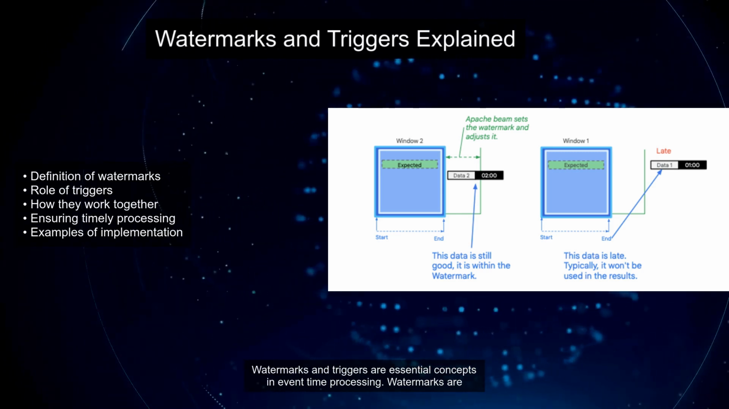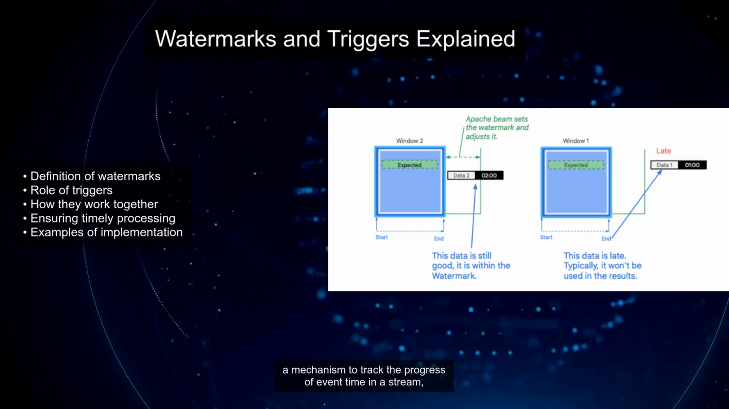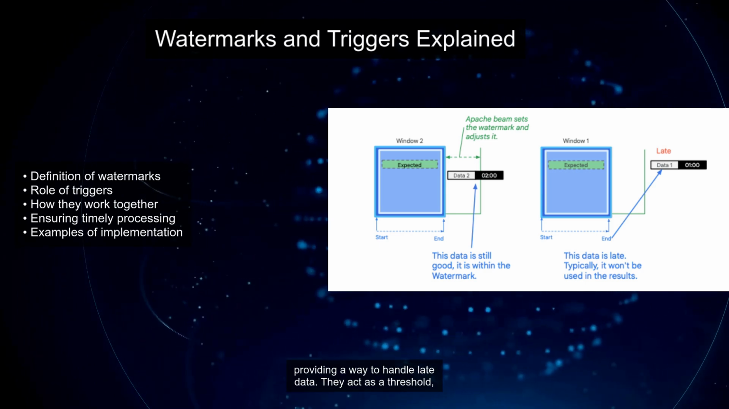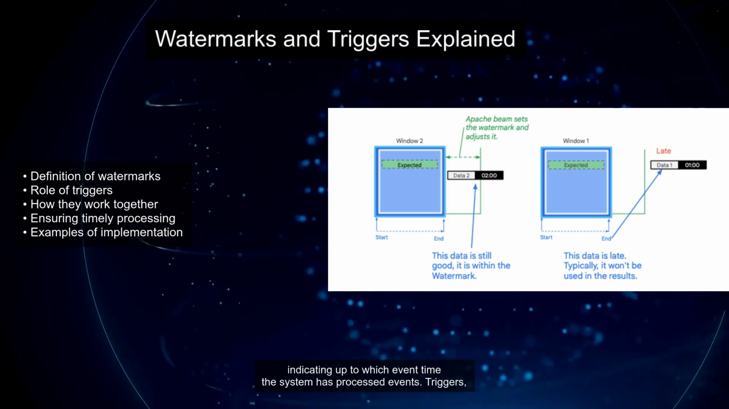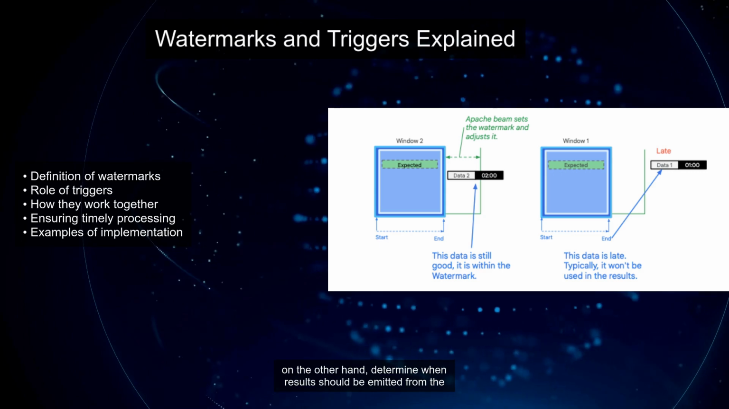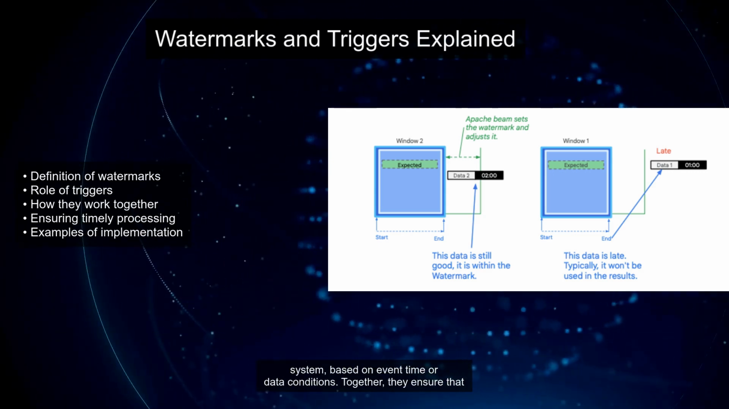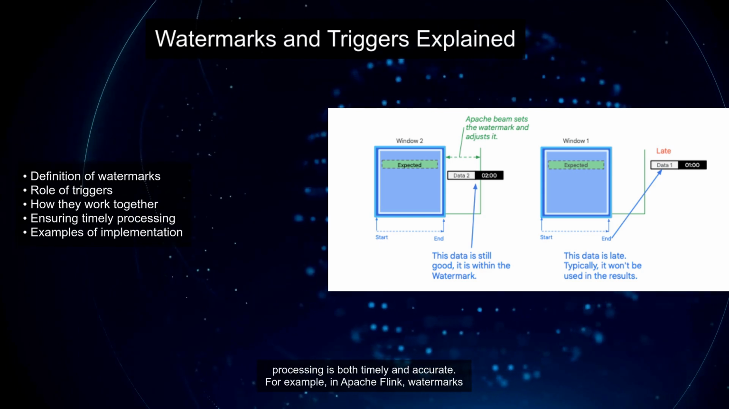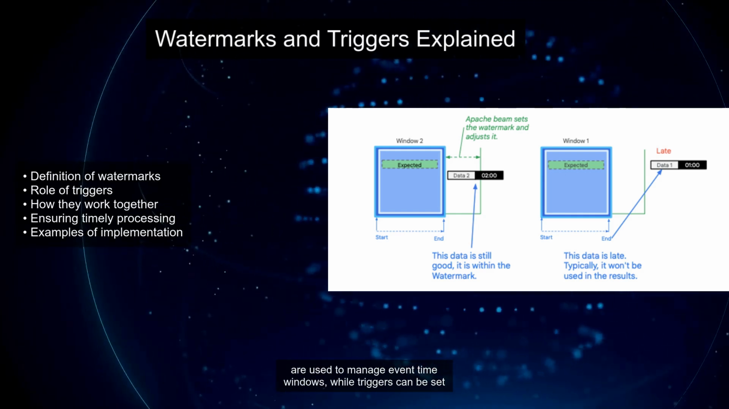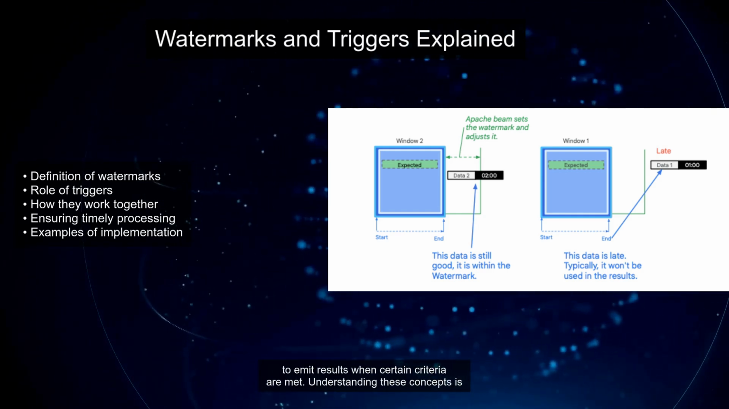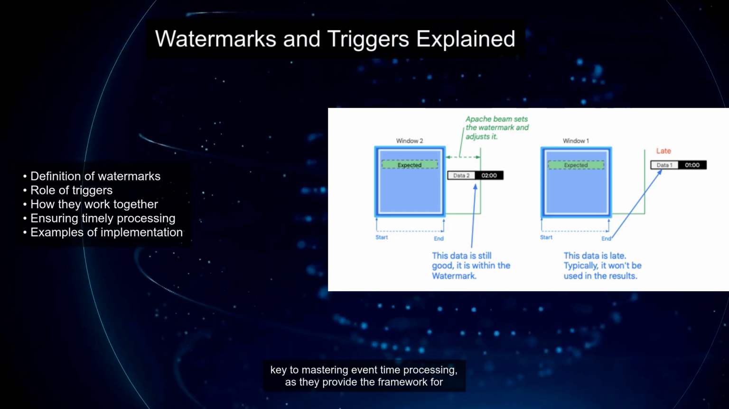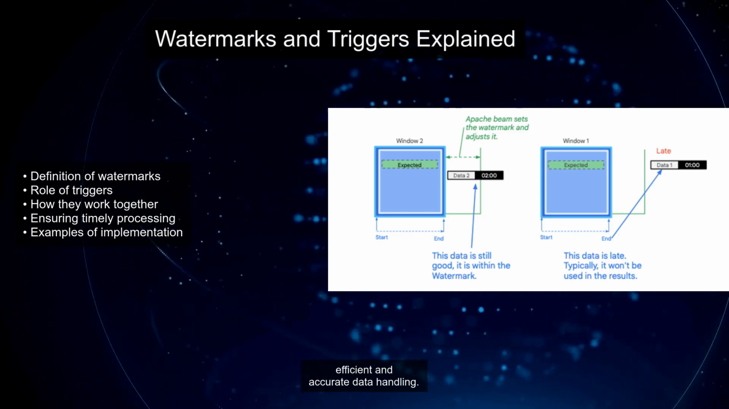Watermarks and triggers are essential concepts in event time processing. Watermarks are a mechanism to track the progress of event time in a stream, providing a way to handle late data. They act as a threshold, indicating up to which event time the system has processed events. Triggers, on the other hand, determine when results should be emitted from the system, based on event time or data conditions. Together, they ensure that processing is both timely and accurate. For example, in Apache Flink, watermarks are used to manage event time windows, while triggers can be set to emit results when certain criteria are met. Understanding these concepts is key to mastering event time processing, as they provide the framework for efficient and accurate data handling.